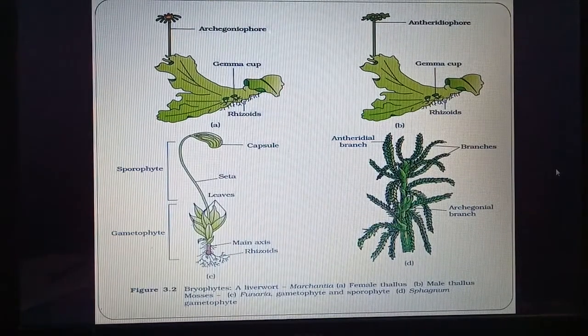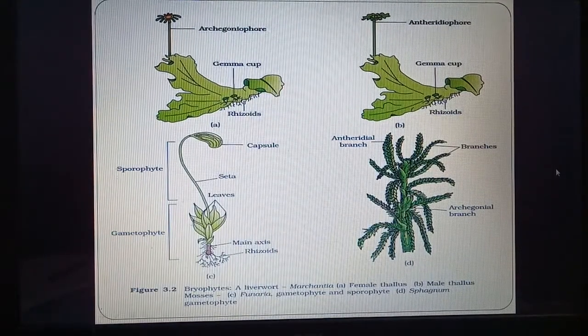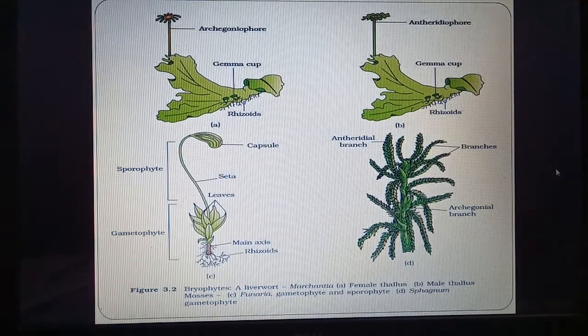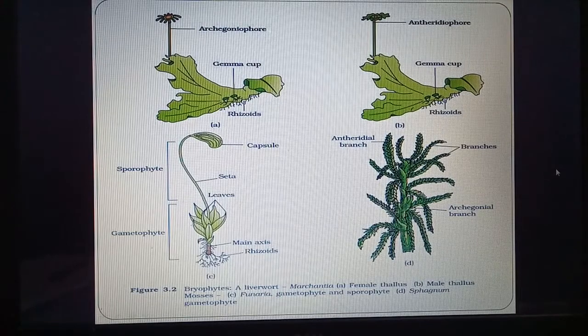In this figure we can see a liverwort. Bryophytes are of two types, liverwort and mosses. The A part is liverwort, its name is Marchantia. The A figure is a female and the B figure is male.